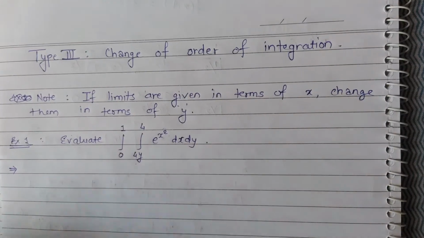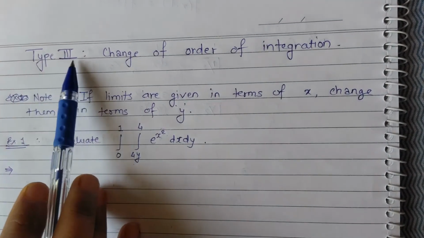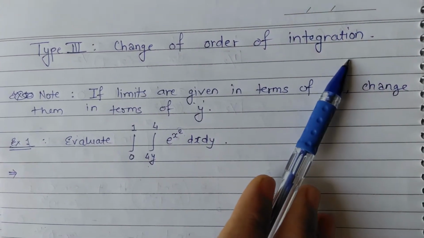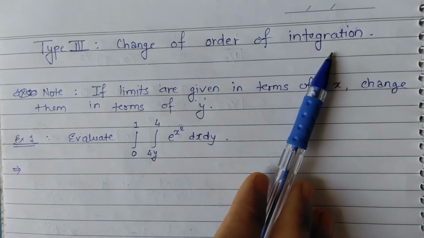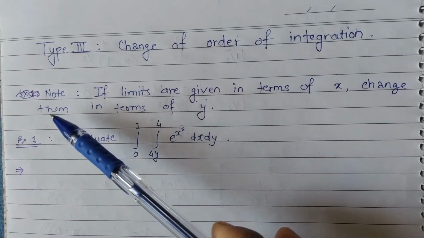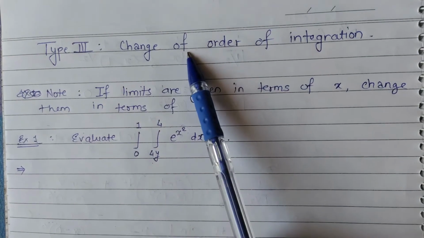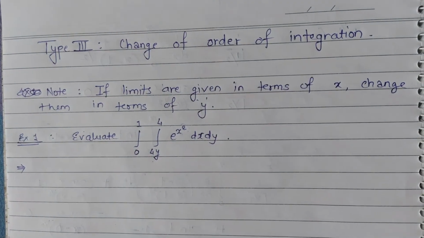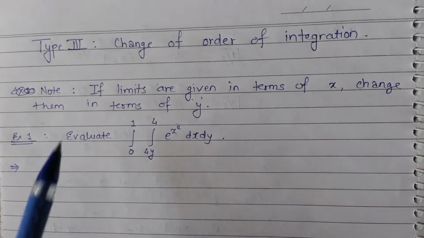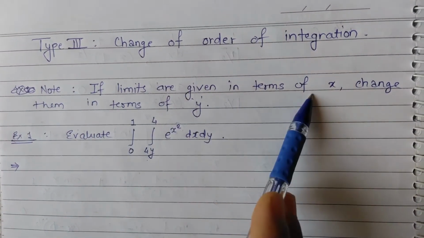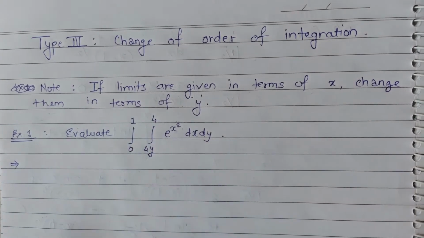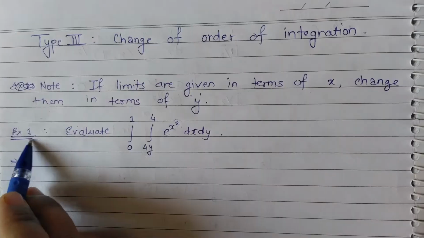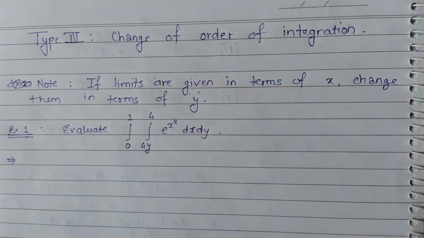Good morning, students. Today we will see type 3 of double integration, which is change of order of integration. What is meant by change is, if the limits are given in terms of x, then change them to y, and if the limits are given in terms of y, then change them to x. Now I will elaborate this with an example.